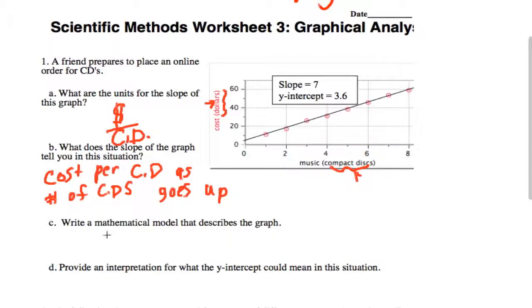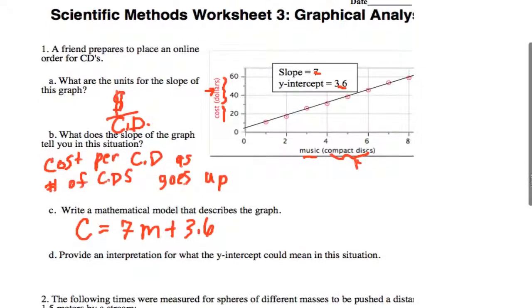So write a mathematical model that describes the graph. So they say the slope is 7 and the intercept is 3.6. So again, I have cost and music. So do not write y equals mx plus b. We can say c, the cost, equals the slope, 7, times m plus 3.6.